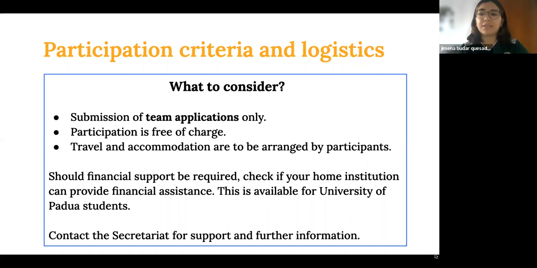Because you can apply either as an NGO that is 2 people, or as an NHRI that is 2 people, or to represent a state, and that's teams between 4 and 6 people. So yeah, keep this in mind.